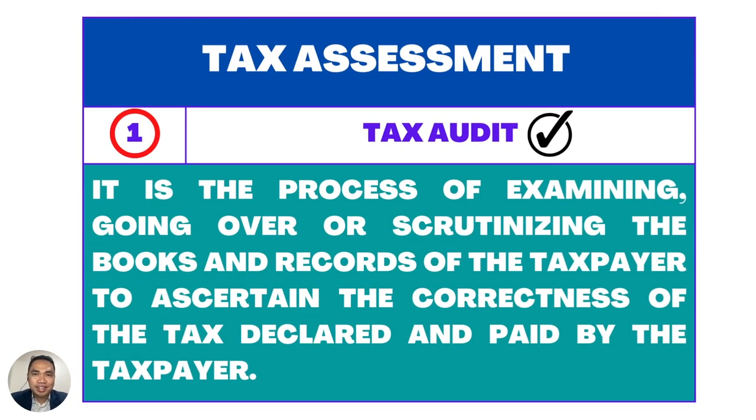What is tax audit? It is a process of examining the books and records of a taxpayer to ascertain the correctness of the tax declared and paid by the taxpayer. The audit process commences with the issuance of letter of authority or LOA to a taxpayer who has been selected for audit. The LOA is an official document that empowers the revenue officer to examine and scrutinize a taxpayer's books of accounts and other accounting records in order to determine the taxpayer's correct internal revenue tax liabilities.